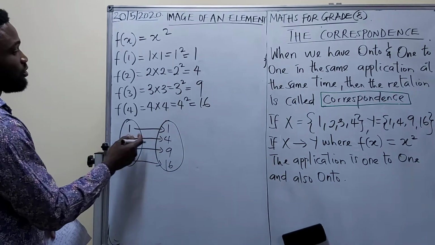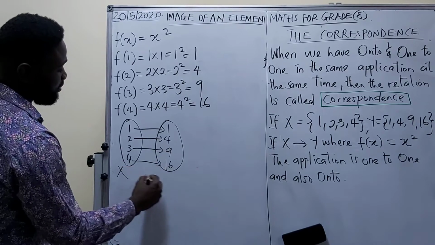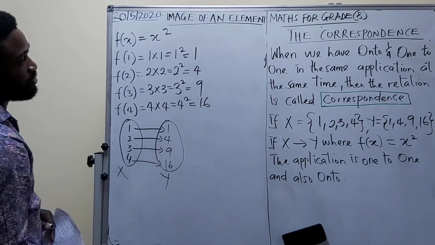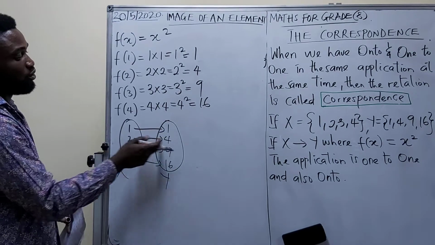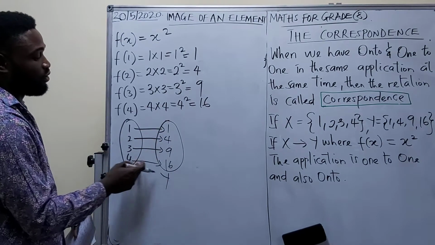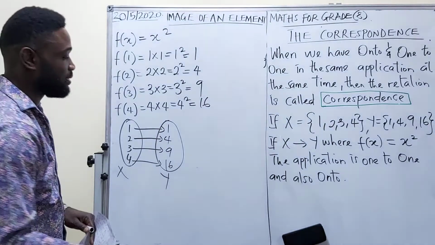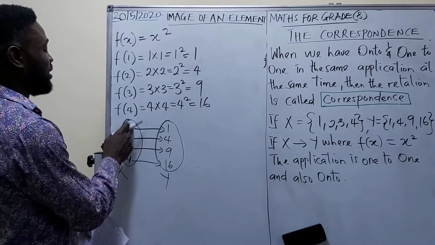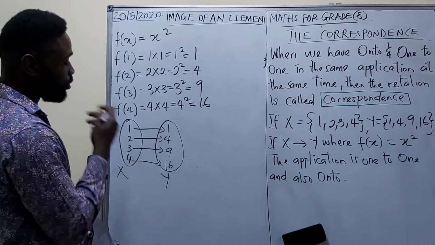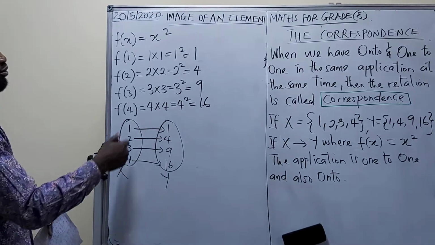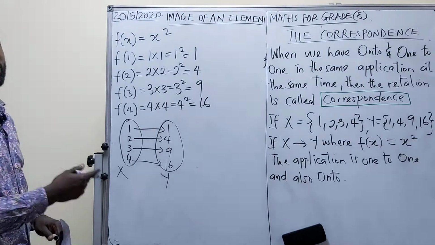One element is going from, don't forget, we are talking about x and y domain according to the question, because it goes from x to y. And 1 goes to 1, 2 goes to 4, 3 goes to 9, 4 goes to 16. That makes it 1-to-1, because one element from domain x is going to be one element in codomain y. And of course, if we are to check if this is onto, it is onto as well.